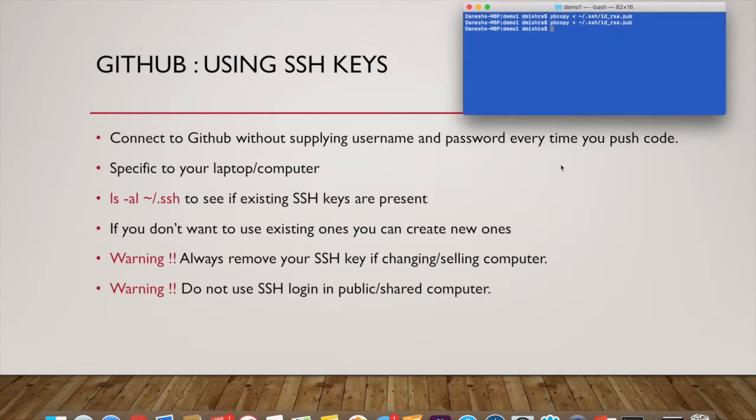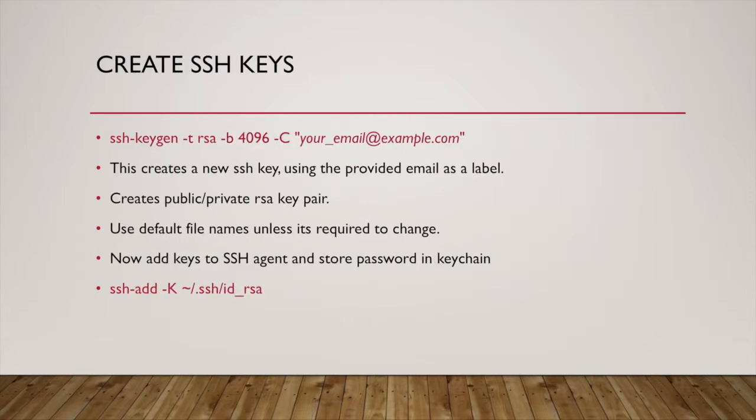So what do you need to do to set up your SSH? First thing you can do is run ls -al on your SSH directory to see if there is any key present already. If I do this, I can see these two files are created, id_rsa and id_rsa.pub. This is the public key and private key combination. This public key data you need to copy and paste into your GitHub account's SSH options. We'll do that in a bit.